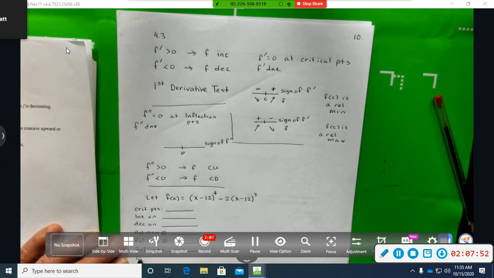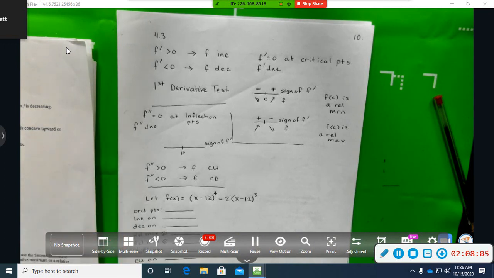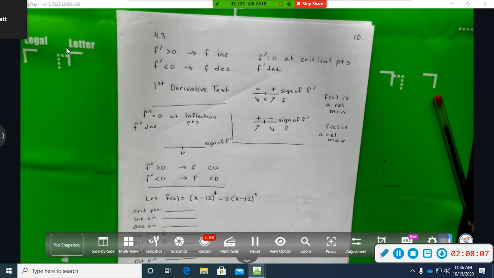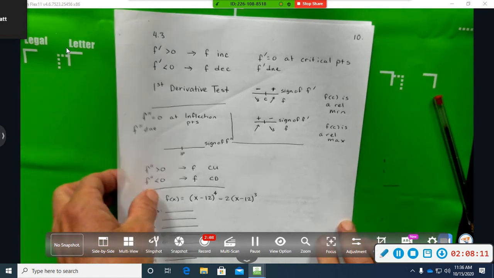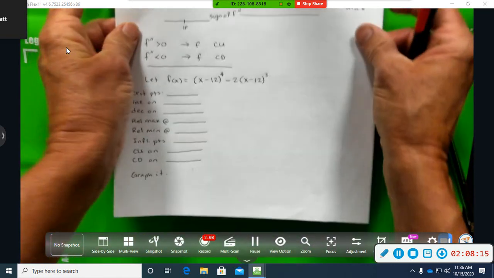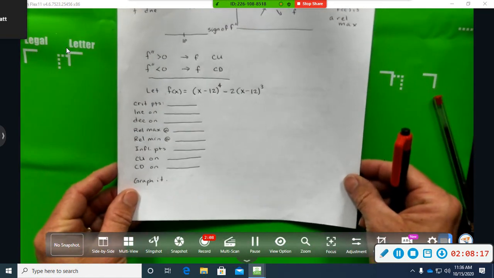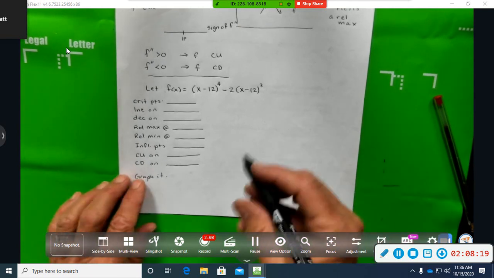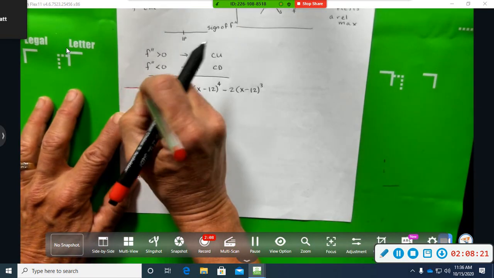I want you to give me where it's concave up, where it's concave down, and then I want you to graph it. And then I'll move that up so you can all see it. That's what I want you to do. There's our example.